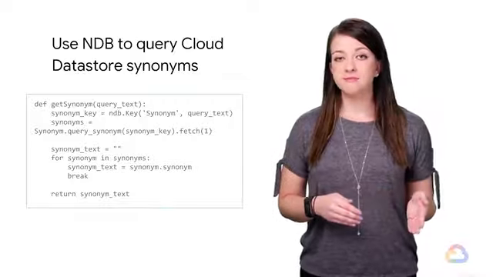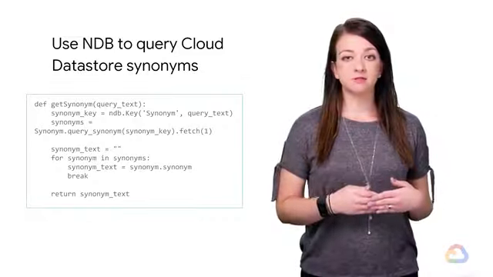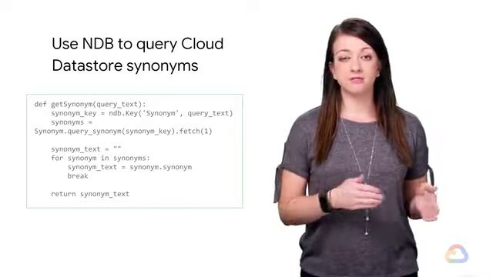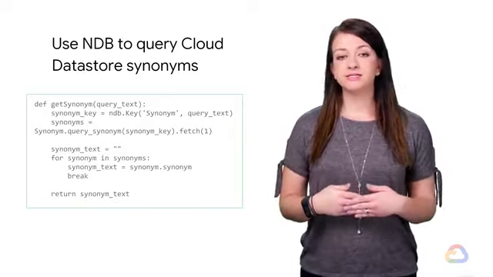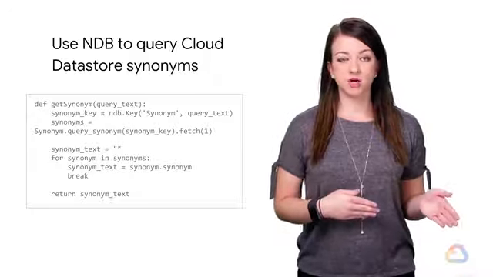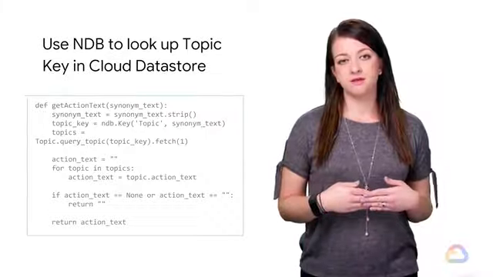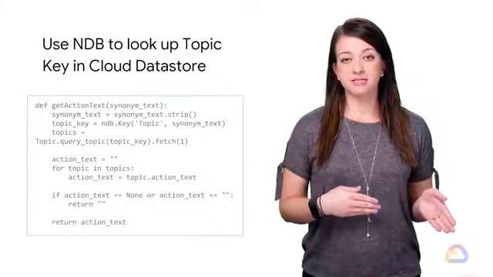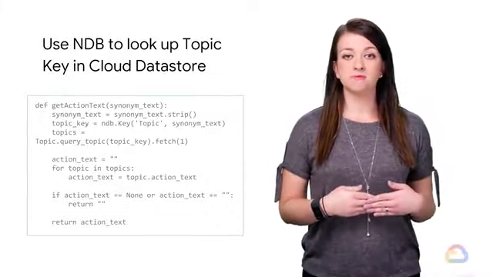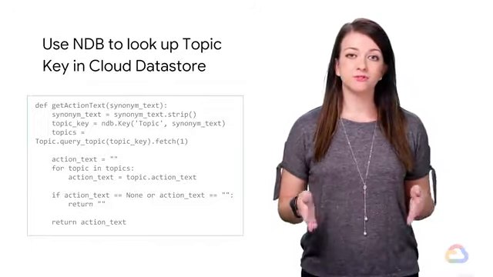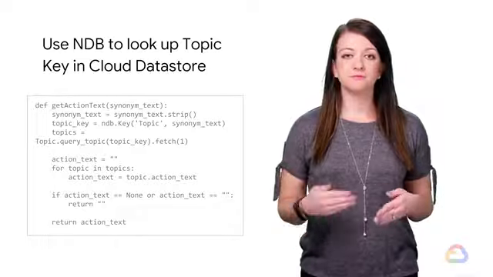The getSynonym method uses Google's NDB Data Store library to allow your App Engine Python application to connect to Cloud Data Store. This will generate synonyms for the topic keywords in the HR manual and store them as a new synonym entity in Data Store. This method, getActionText, also uses the NDB library to query your Data Store entities for the topic parameter in order to look up the definition of the keyword.